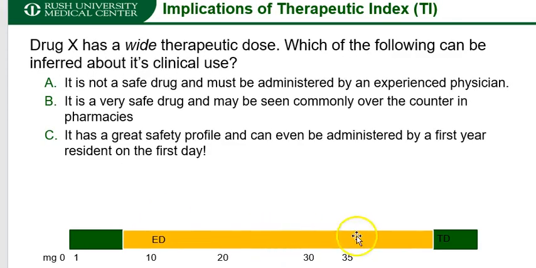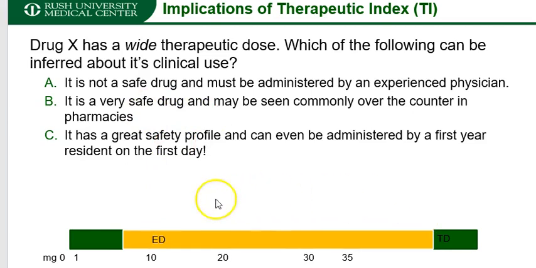This is in contrast to this drug, which has a really wide therapeutic window. Okay, so drug X has a wide therapeutic window, or therapeutic dose. Which of the following can be inferred about its clinical use? It's not safe, and it must be administered by an experienced physician. It's very safe and can be seen commonly over the counter, and it has a great safety profile and even can be administered by a first-year resident on the first day. All right, and so the correct answer here is actually B, but also C.